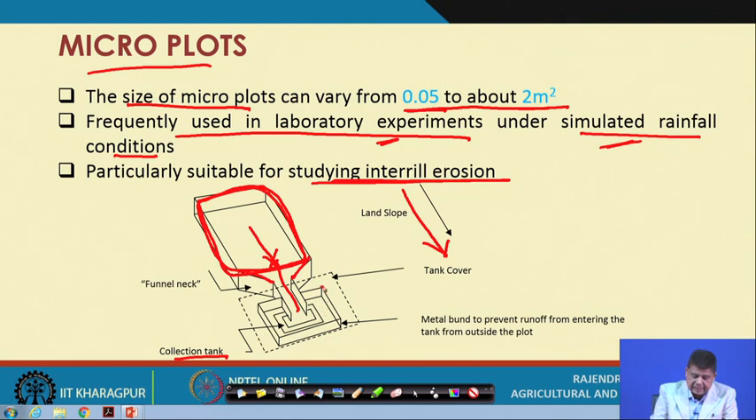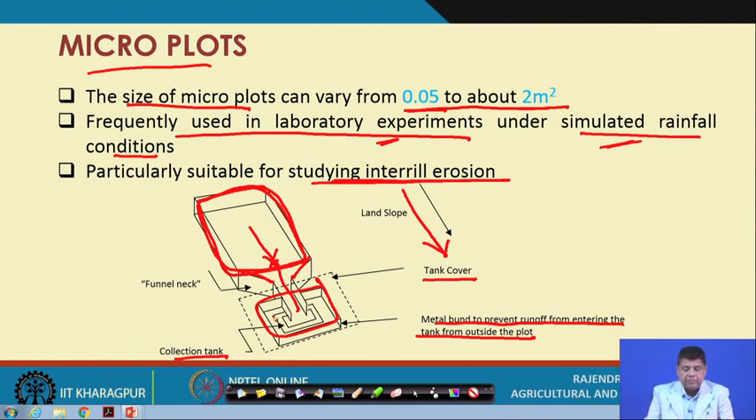All around this collection tank, a metal bund is there to prevent runoff from entering the tank from outside the plot. That means the flow should only come from the runoff plot, that is why they are protected. And of course, on top there could also be a cover on this tank, so that no external flow or pollutant can reach the flow. So, this is how a micro plot typically looks.